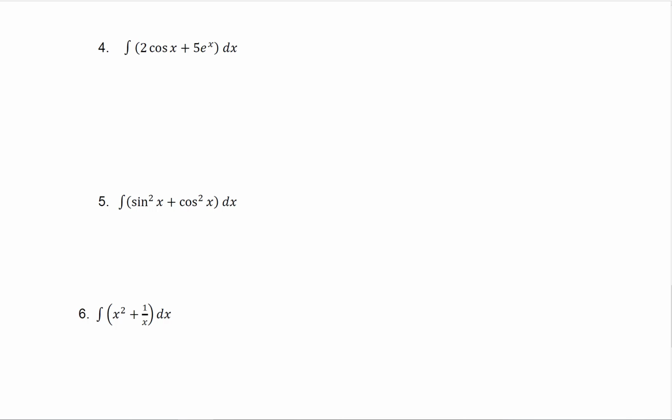All right, let's look at example 4. So the integral of 2 cosine x plus 5e to the x dx. So take it term-wise. So this is going to be 2 times the integral of cosine x. So the antiderivative of cosine x is sine x. So we have 2 sine x plus 5 times e to the x. So the antiderivative of e to the x is e to the x plus c.